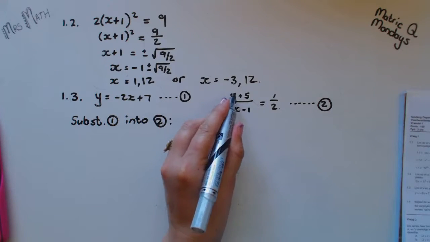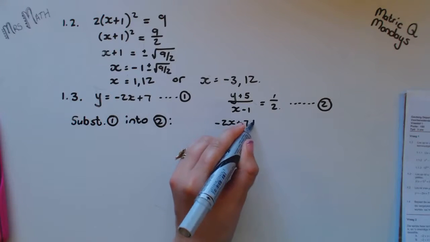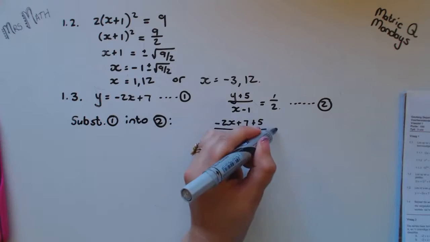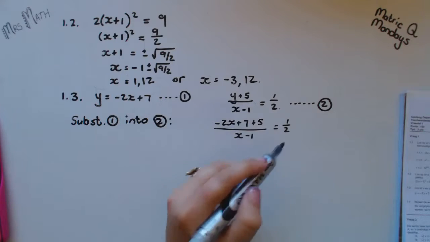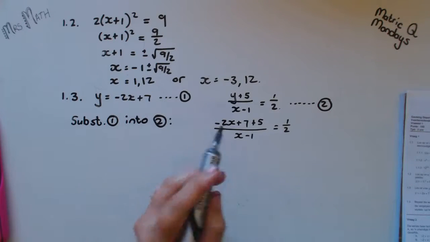Right, so I'm going to place in the place of y minus 2x plus 7 plus 5 over x minus 1 is equal to a half. Right, and then I must just now solve this. Solve for x. This is pretty basic stuff for matrics, most of you matrics.